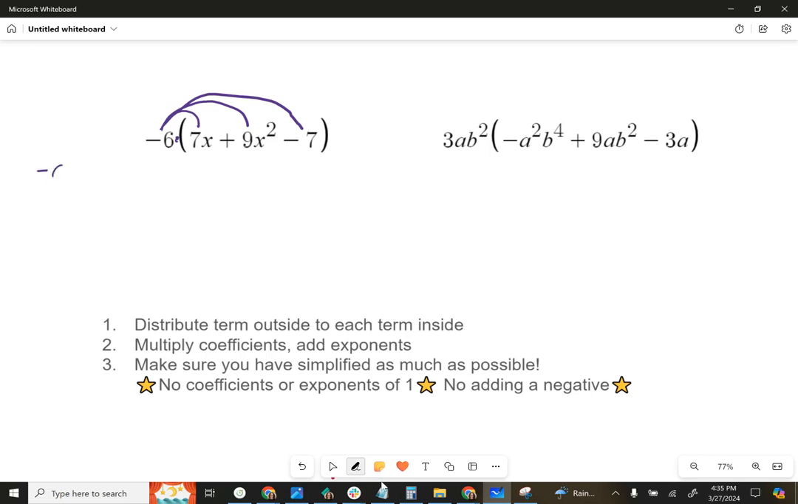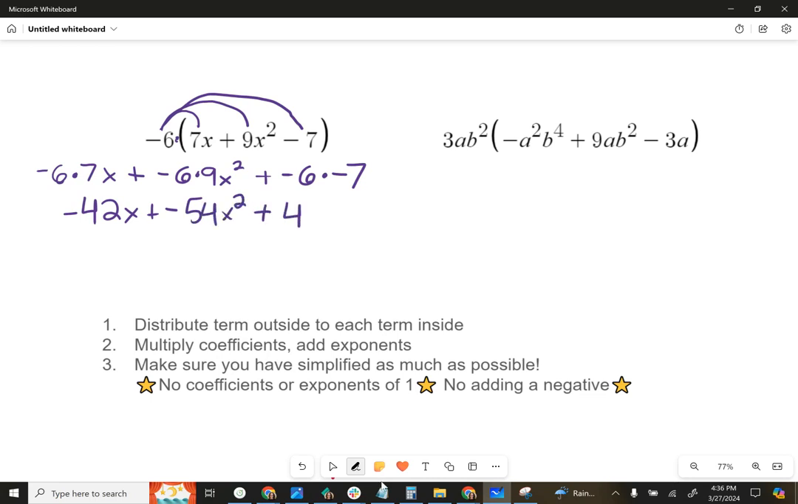Since we do not have a variable on the -6, each exponent on our variables, if the term on the inside has one, will stay the same, while we will be multiplying each coefficient, or in the case of the -7 at the end, a constant. We'll be multiplying each one of those by -6, and then we will rewrite our terms using the most concise form of notation that we can. So when we multiply, we see that we have -42x, we have -54x squared, and then we have a +42.